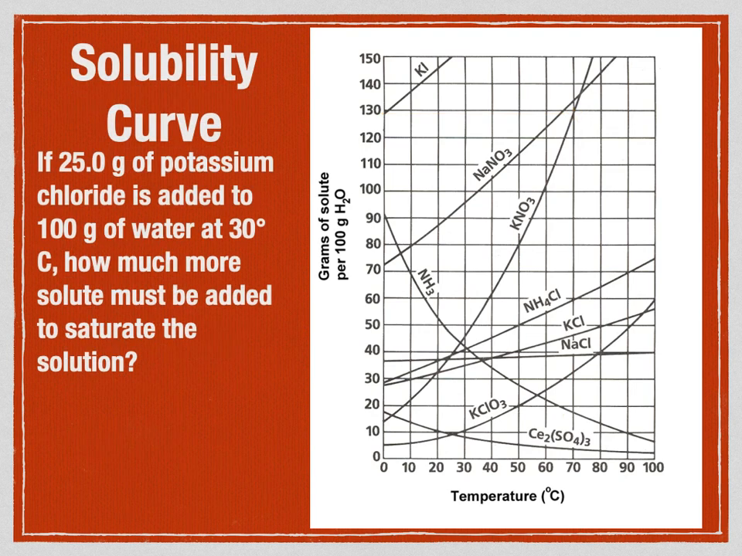Here's another question. 25 grams of potassium chloride is added to 100 grams of water at 30 degrees Celsius. How much more solute must be added to saturate the solution? Again, take a second, see if you can come up with an answer. Go ahead and pause the video.